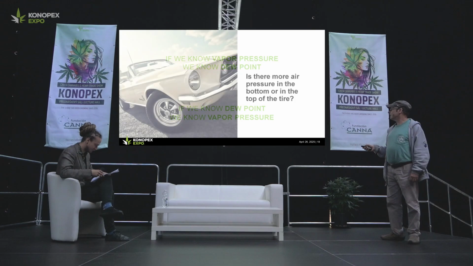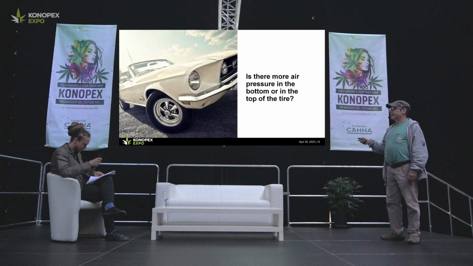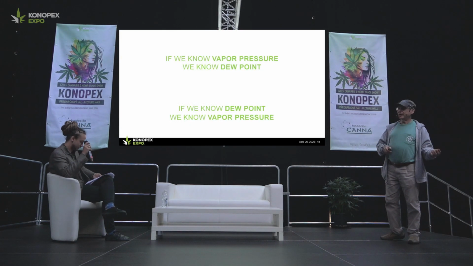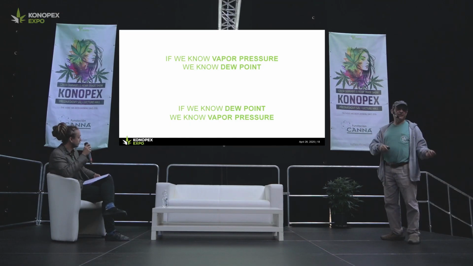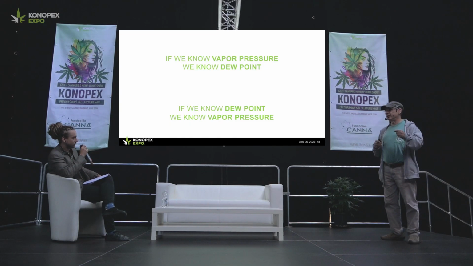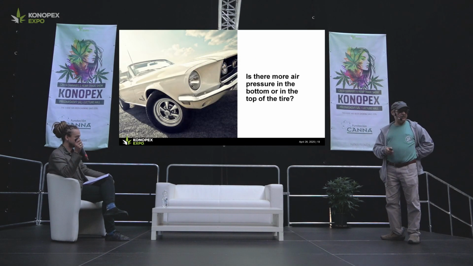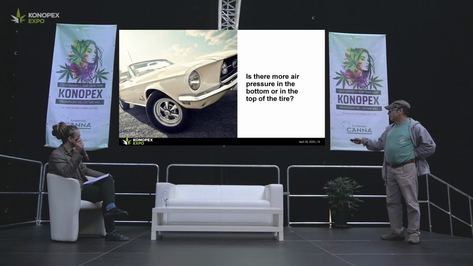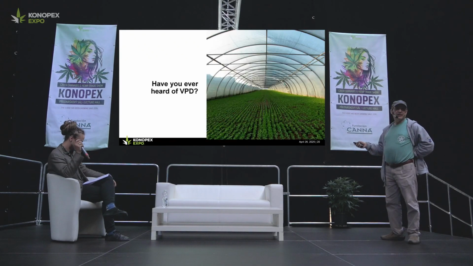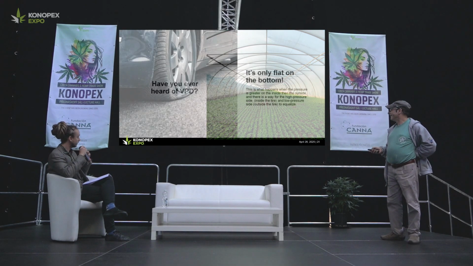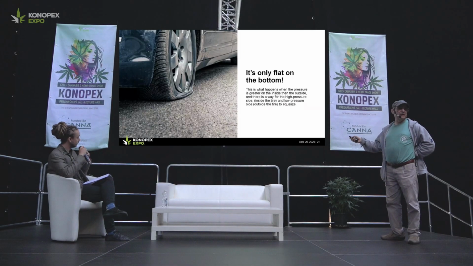If we know vapor pressure, there was an equation there that if you know vapor pressure, you know dew point, or if you know dew point, you can solve for vapor pressure. So we can use the terms interchangeably. When we start talking about pressure, we can use the analogy of a tire. Does it matter where the stem is when you measure the air pressure? No, because the pressure equalizes throughout the tire. So people talk about vapor pressure deficit. So now we see the vapor pressure difference has equalized.